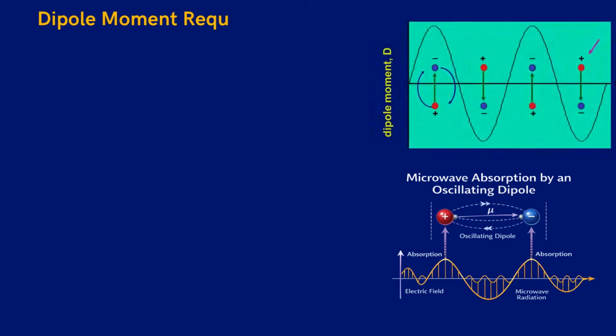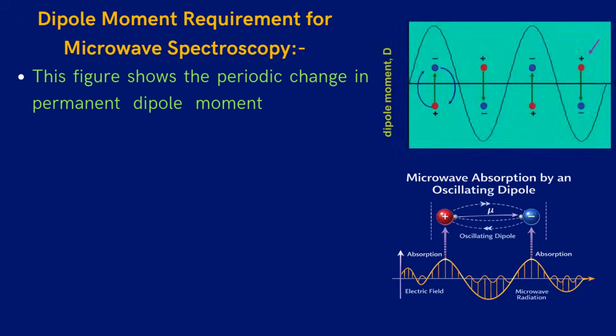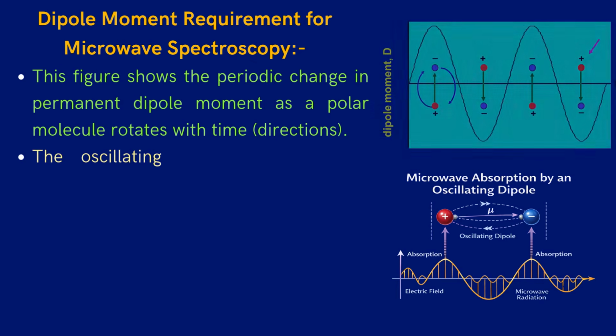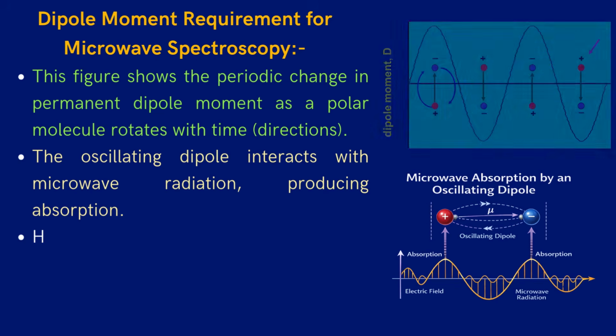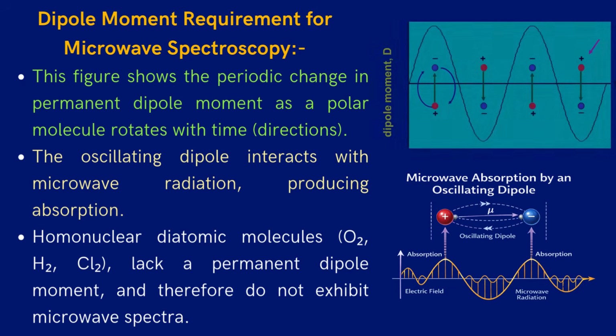Next, importance of dipole moment requirement for microwave spectroscopy. This figure shows the periodic change in permanent dipole moment as a polar molecule rotates with time. The oscillating dipole interacts with microwave radiation, producing absorption. Homonuclear diatomic molecules, O2, H2, Cl2, lack a permanent dipole moment and therefore do not exhibit microwave spectra.